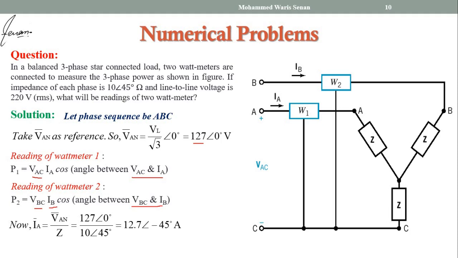So we have calculated one unknown quantity, that is IA. Now second, as we know, the phase sequence is ABC. We have already considered it. Phase sequence is ABC. So we calculated the value of IA, so we can easily say what is the value of IB.